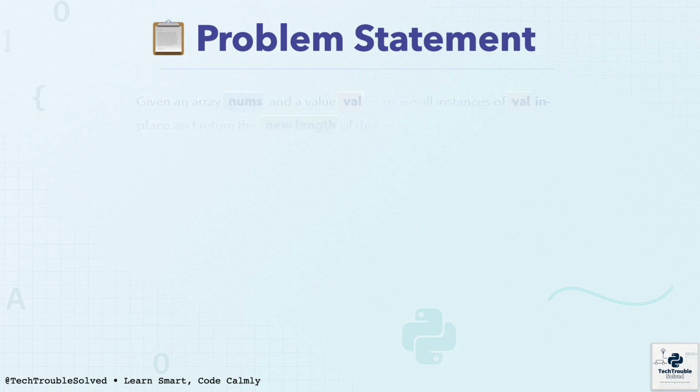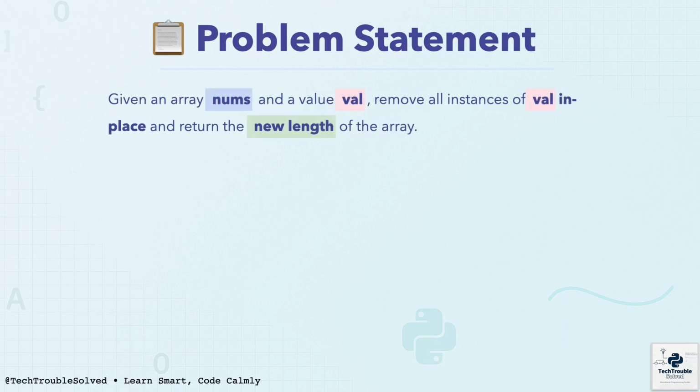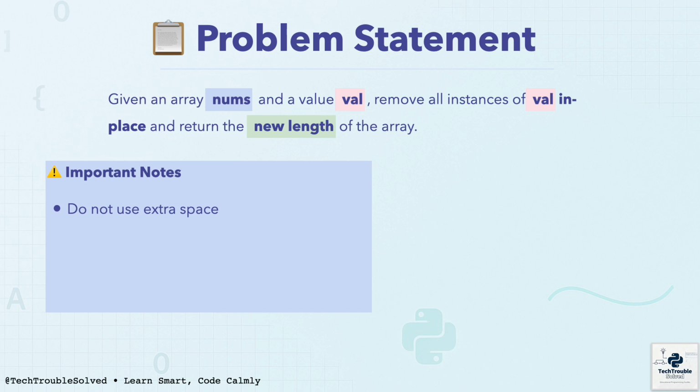We are given an array of integers called nums and another integer called val. Our task is to remove all occurrences of val from the array. But there is an important constraint here. We must do this in place, meaning we are not allowed to use extra space. Also, we are not asked to return the modified array. Instead, we return the number of elements remaining after removal.